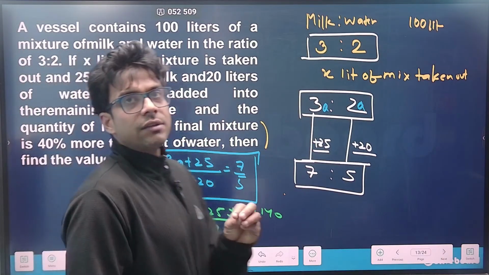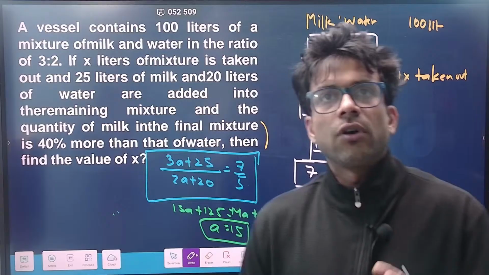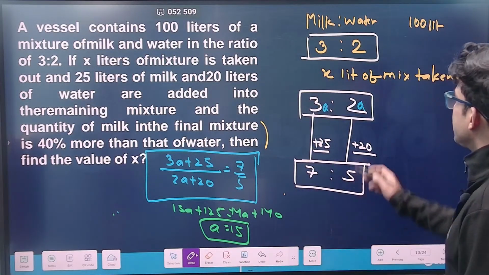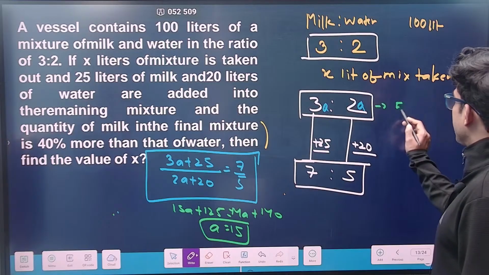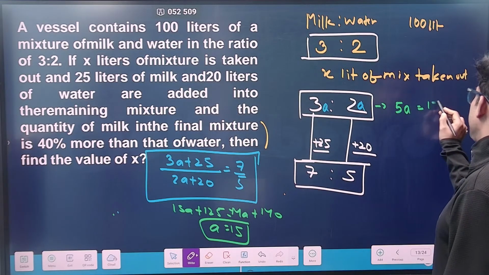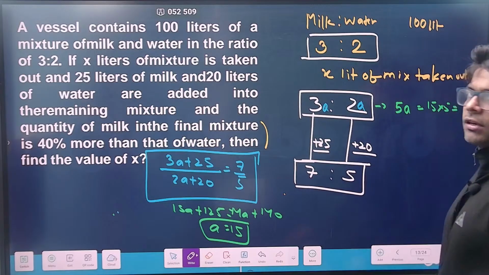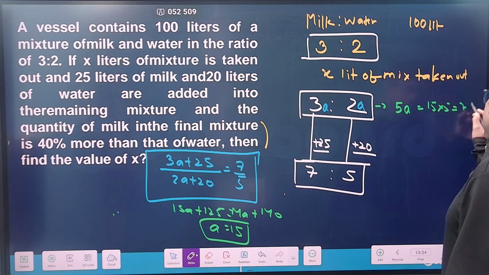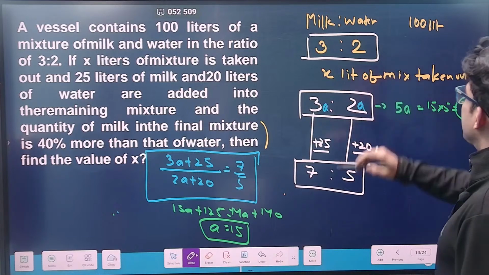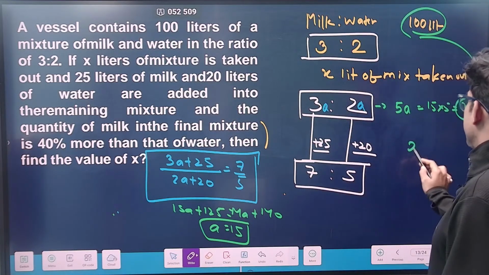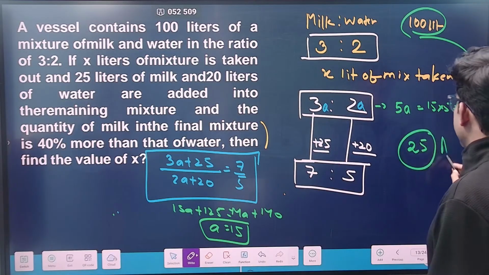Now see everyone, this is a very easy question if you solve it, okay? Now if you get the value of a, can I say 3 plus 5a, and you know the value of a is 15? So can I say 15 into 5, which is how much? 75. So 75 remains when x liters are taken out and the total was 100. So what is the value of x now? 25. Isn't it, guys? The answer is 25.